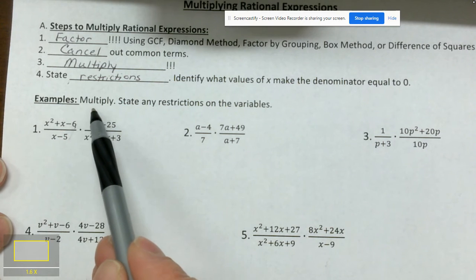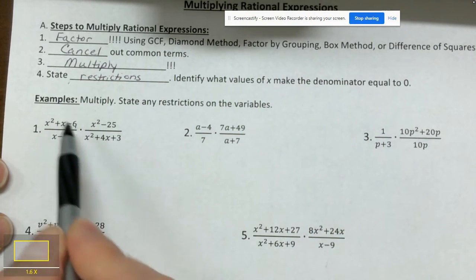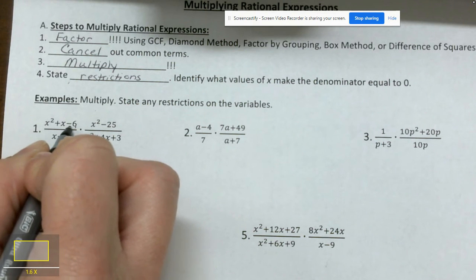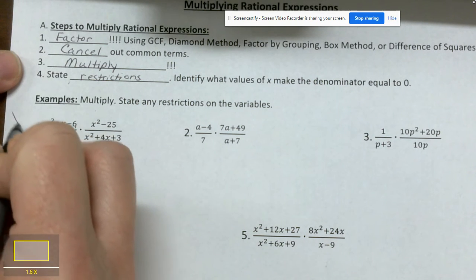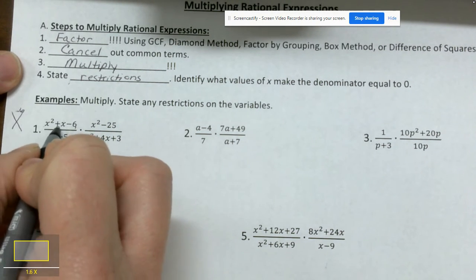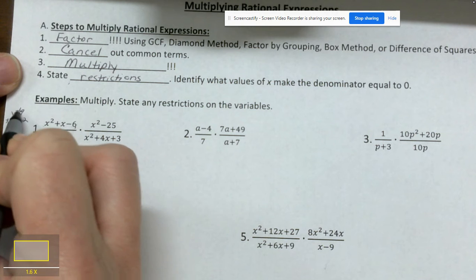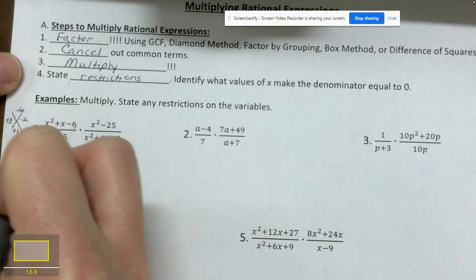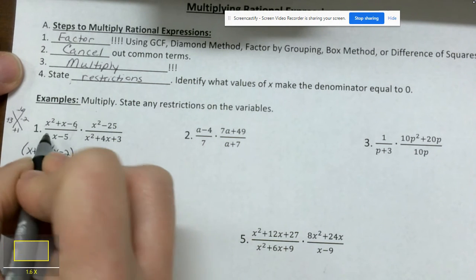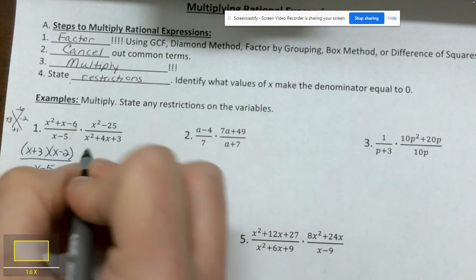For these examples here, it says multiply and state any restrictions on the variables. So the first thing we need to do is step 1, we need to factor. Let's look at number 1, and we're going to factor x squared plus x minus 6. I'm going to use the diamond method to do that. So 1 times negative 6, I need to get a negative 6, and it needs to add to give me a positive 1. That's going to be a positive 3 and a negative 2. That gives me negative 6, and it gives me a positive 1. So this is going to be x plus 3 times x minus 2. I factored that top one. And then I still have that x minus 5. It won't factor any further. It's as simple as it can get.